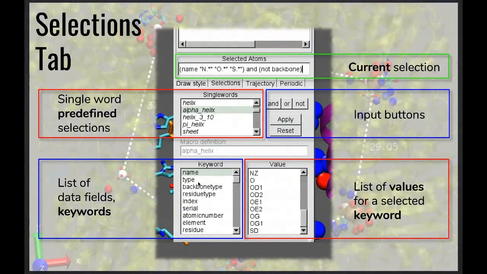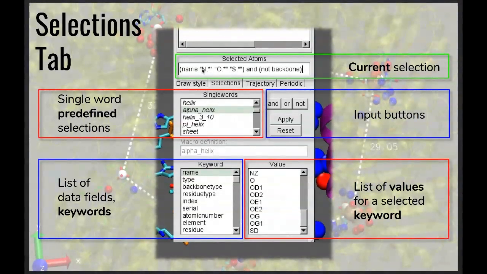Keywords are like search fields. So if we highlight one of the keyword names, for example, we will get a list of possible values in the value list. Here we see that oxygen in this molecule is not only O, but it also can be OD1, OD2. So we need to select them all if we want to highlight them. In this case, VMD is very helpful because it supports so-called regular expressions. It's a separate topic if you don't know them. It's a way of defining text patterns. In this case, dot means any character, and star means any number of them.